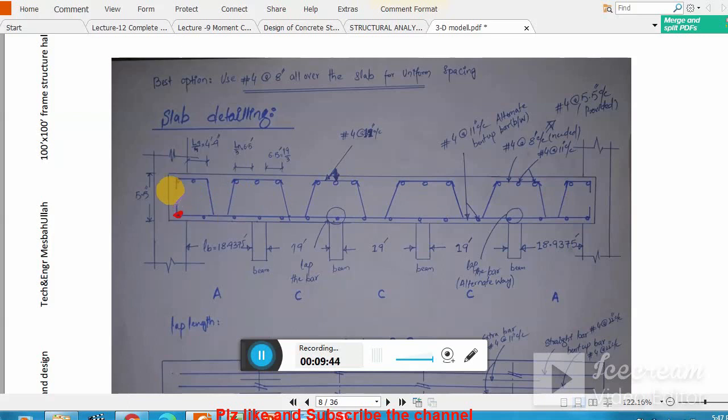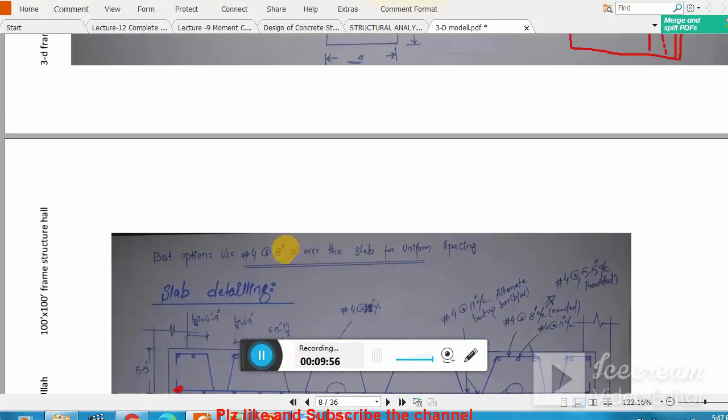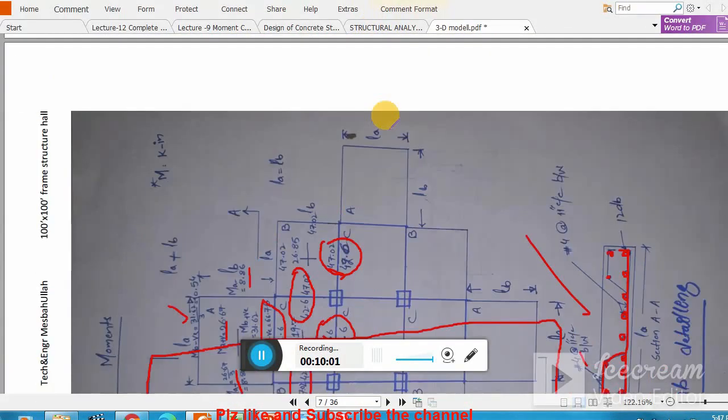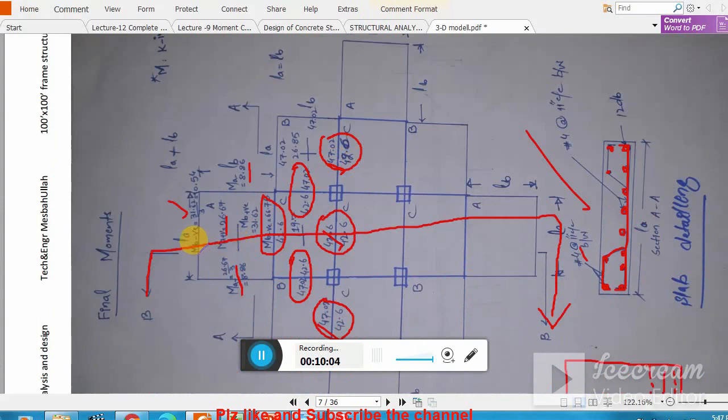You see the bent up bar position, remember. At the edge of panel A you see the bar is bent up, alternate bent up bar, and when they reach the beam at the end of panel A, let me show you where it is in my diagram here. This is my discontinuous edge. So here the bar is bent up, they move straight, and when they reach this beam, here they are again bent up.